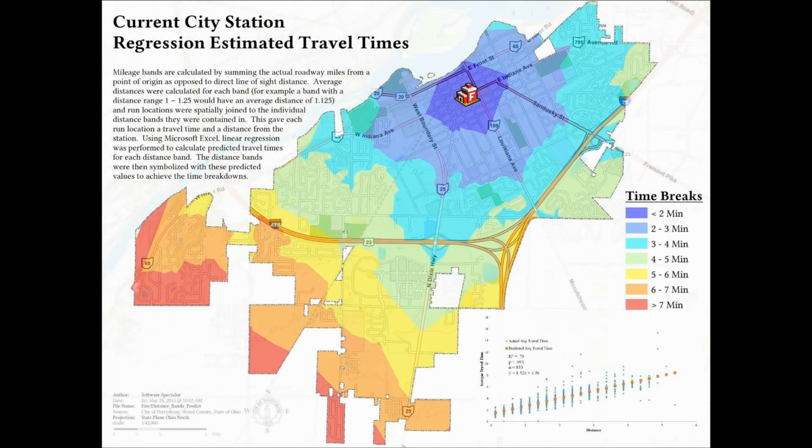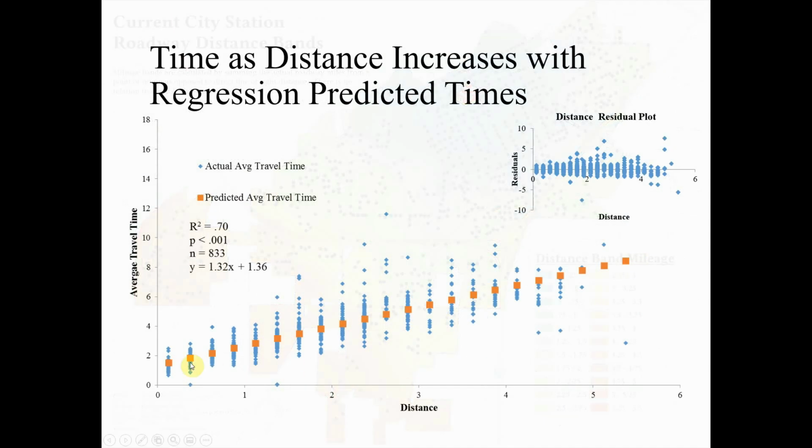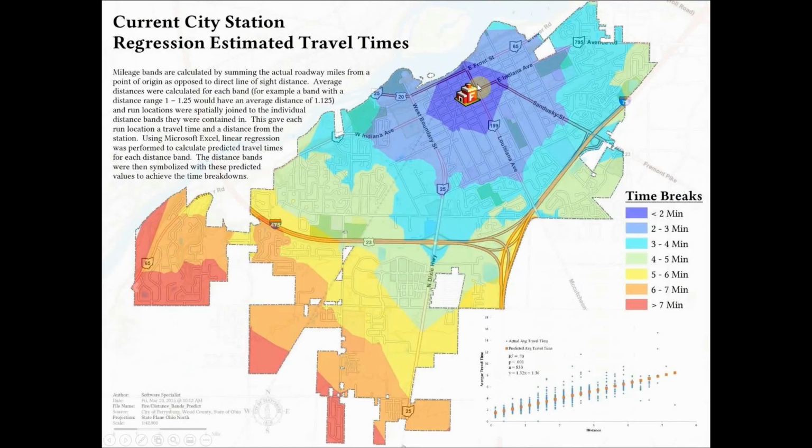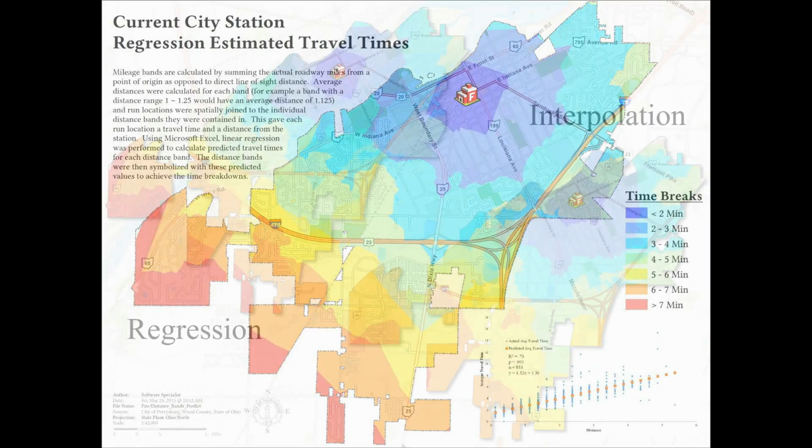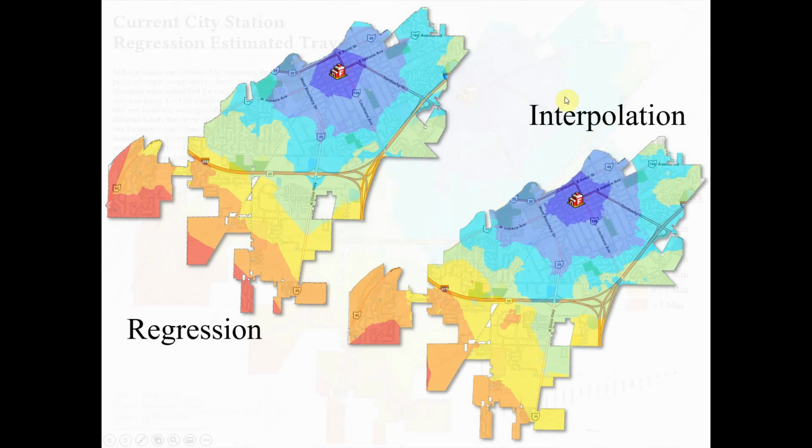So we can apply our modeled values here for each distance band back to that specific distance band. All right, our modeled times. So these orange values are our modeled times. We can apply those back to the distance band, and then we get this regression estimated travel time. And we can compare that with the interpolation, and it looks strikingly similar. And it looks so similar because it's based on the same data.